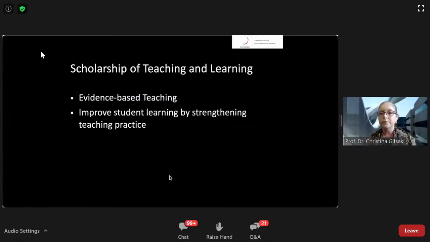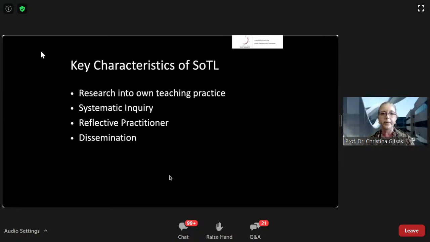So, the Scholarship of Teaching and Learning promotes evidence-based teaching. So you have evidence of learning and evidence of your effectiveness so that you can make the right decisions as to how you teach in the classroom. And the ethos of SOTL is that you improve student learning by strengthening teaching practice. So if faculty concentrate on improving their effectiveness in the classroom, that in turn will lead to improved student learning.